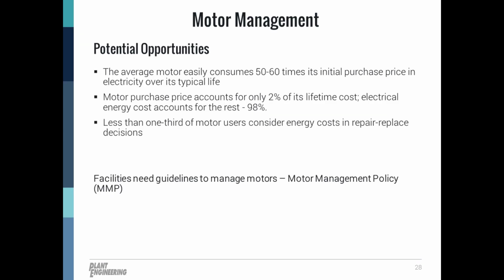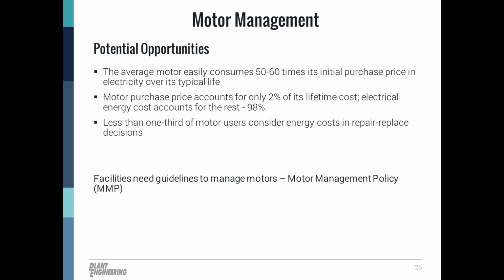So I'd like to start with a few numbers to kind of get you in the mindset of motor management and why it's important. The average motor consumes at least 50 times its purchase price in electricity usage over its lifetime. That's a huge amount. Motor purchase price only accounts for about 2 to 3% of the motor's lifetime cost. And then a small percentage of that lifetime cost is for maintenance and upkeep. But the overwhelming majority of that lifetime cost of an electric motor is in its electricity usage.